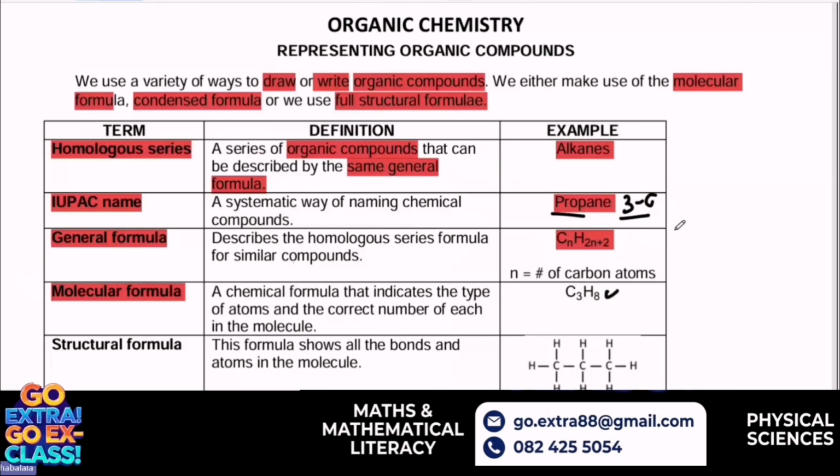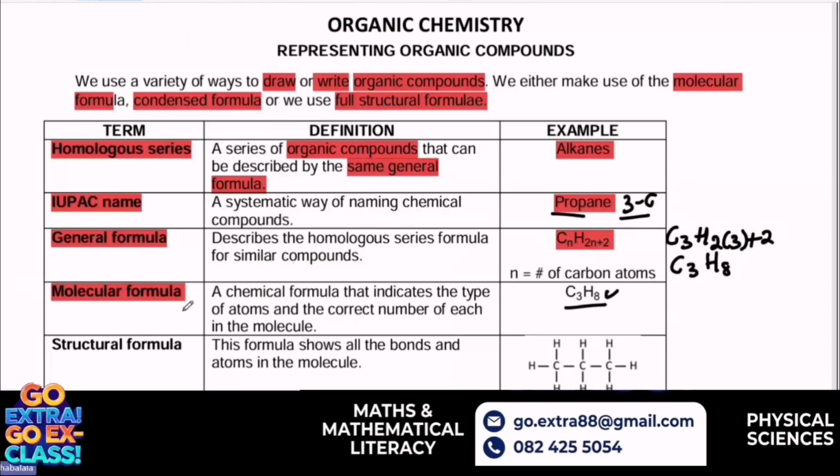So how do we go about that? We're going to say C, and where there's N, put 3. Then we say H, and then 2, then there's an N after 2, so we put 3, then we say plus 2. When we simplify this, it's going to be C3H, and now 2 times 3, because of the bracket, is 6, plus 2 gives us 8. So we use the general formula to determine the molecular formula.